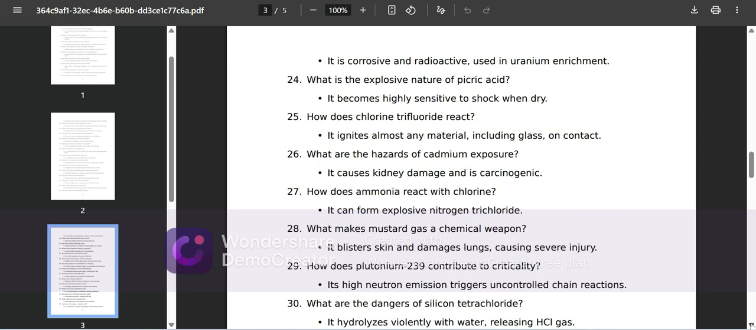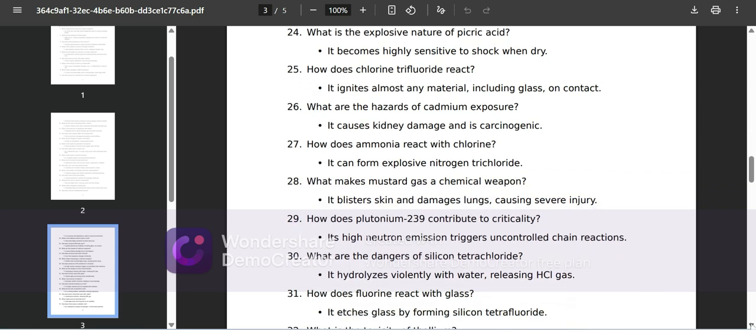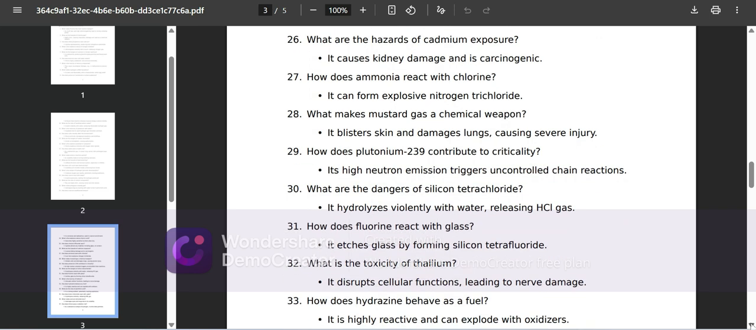What are the hazards of cadmium exposure? It causes kidney damage and is carcinogenic. How does ammonia react with chlorine? It can form explosive nitrogen trichloride.